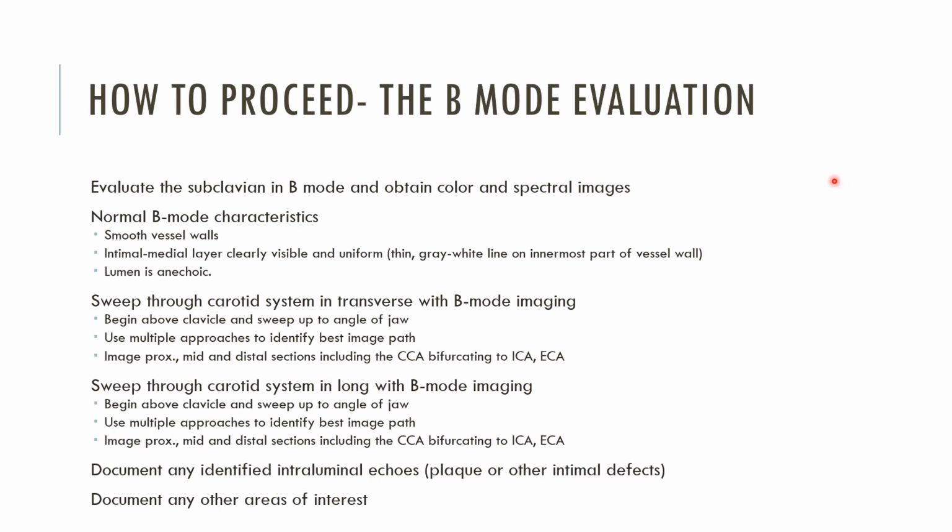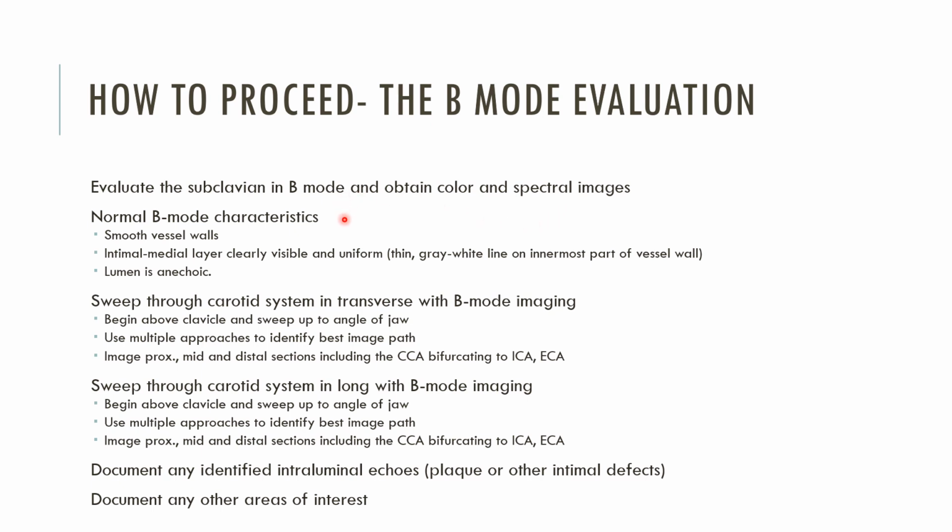So obviously, when you're doing a carotid exam, you're going to do the right and left side in every single exam. So you would typically start with whichever side you choose, and you're going to get those images first in B mode, then with color, and then with spectral of the subclavian on your side of interest.